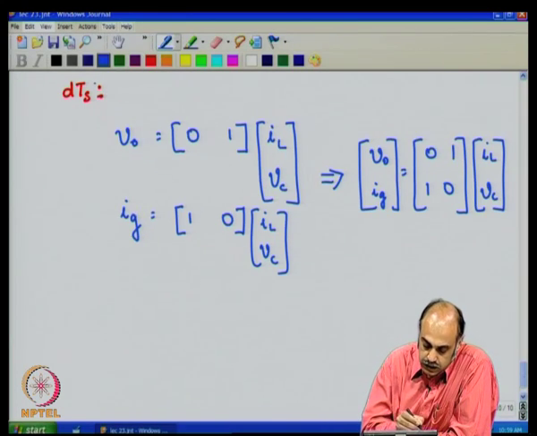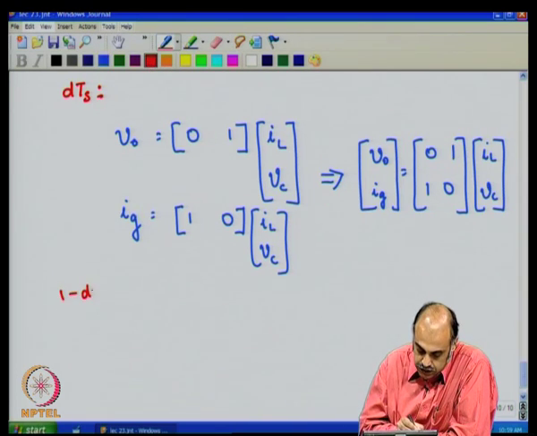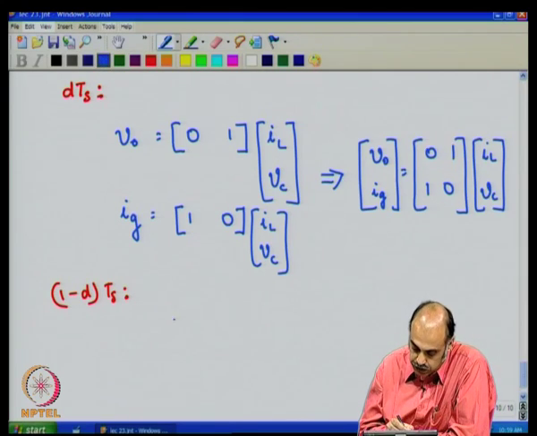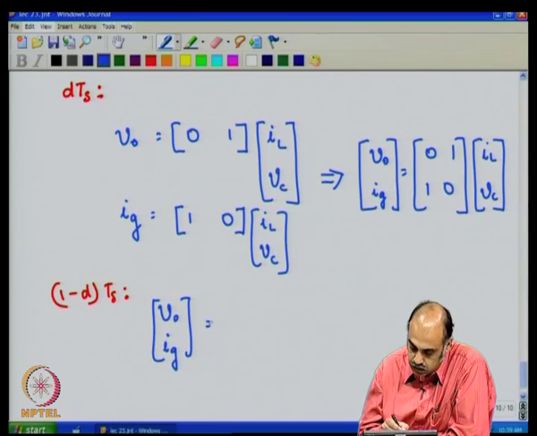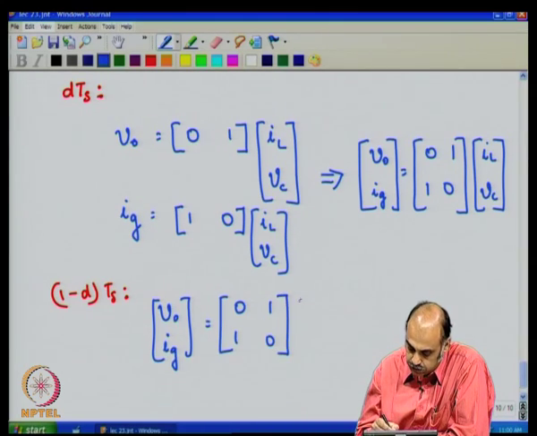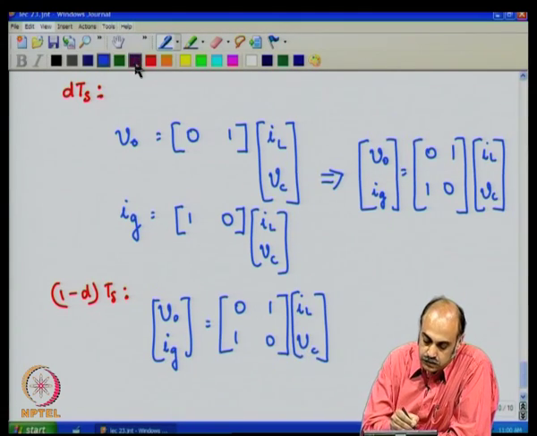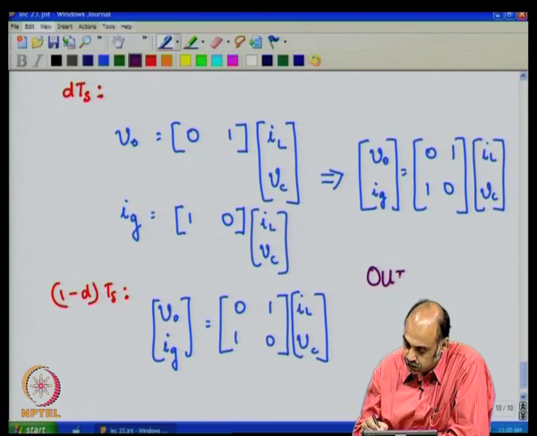This is for the case of d Ts, and for the case of 1 minus d Ts, the output equation, V naught and Ig are the two possible outputs, and it comes like this. So, these are the output equations.